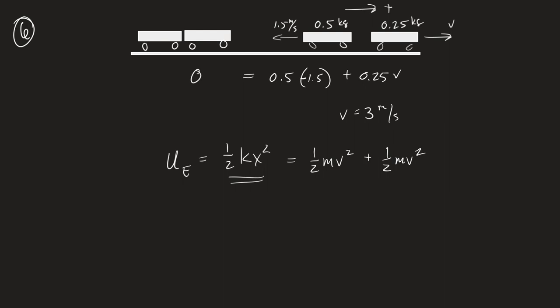Now you have both velocities of the car. So you can pretty easily calculate the energy that was in the spring before it was released, because it had to be the kinetic energy in the cars after it was released. Now this is going to give you a number. So 1/2 times 0.5 times 1.5 squared plus 1/2 times 0.25 times 3 squared. Now, this will be the energy that was stored in the spring before the spring was released.